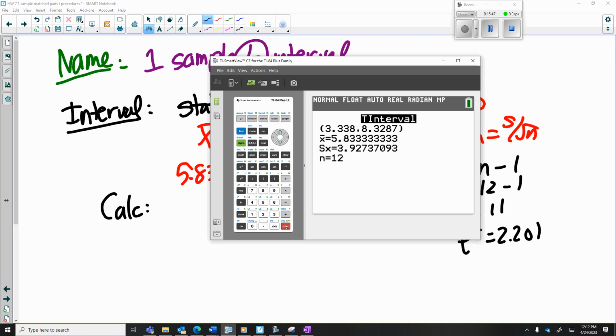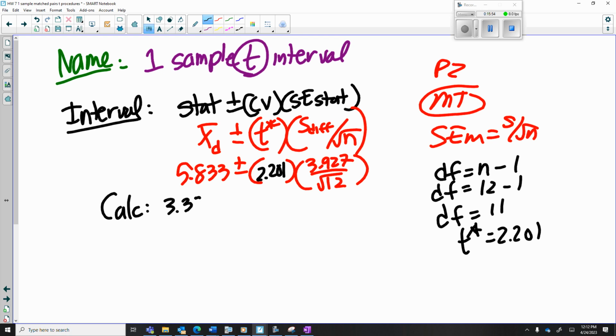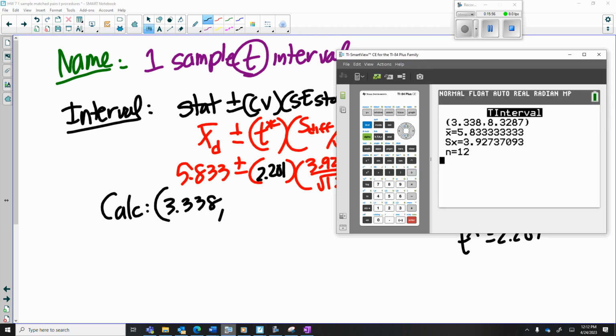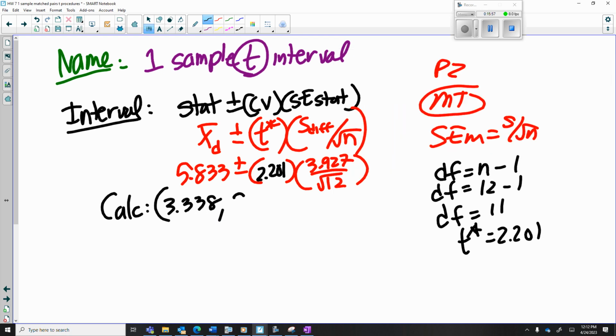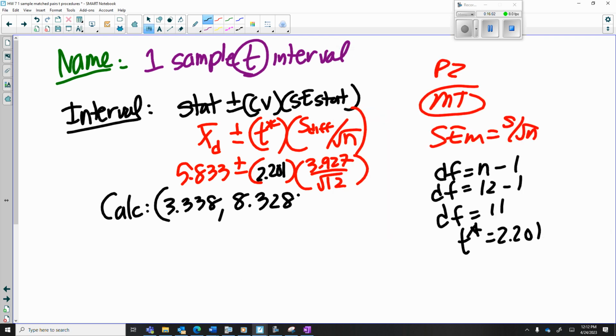So I have my interval, and it is all predominantly positive numbers. So we have 3.338, 8.3287. Okay, so my last step is conclusion and context.